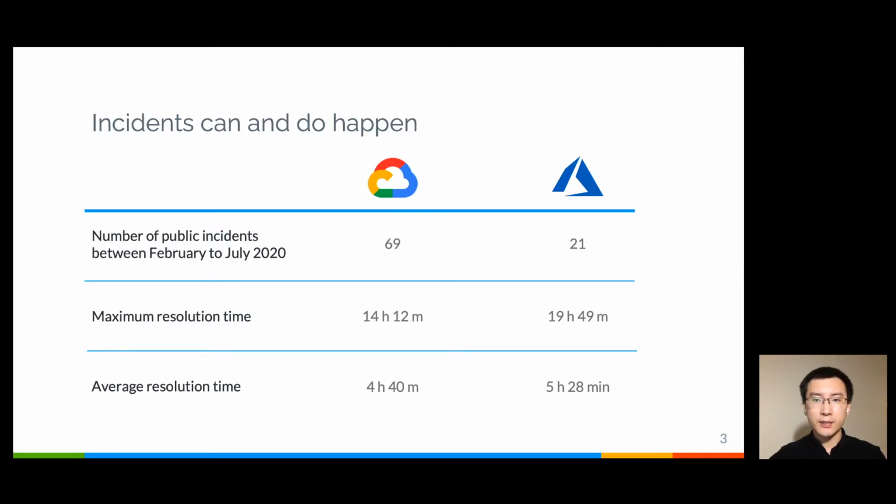Here is a table that collects the public incidents of the past 6 months in Google Cloud and Azure. We can see that Google Cloud reports 69 incidents and Azure reports 21 incidents. It takes both clouds hours to resolve the incidents. Note that these are just public incidents, and there are way more incidents under the covers.